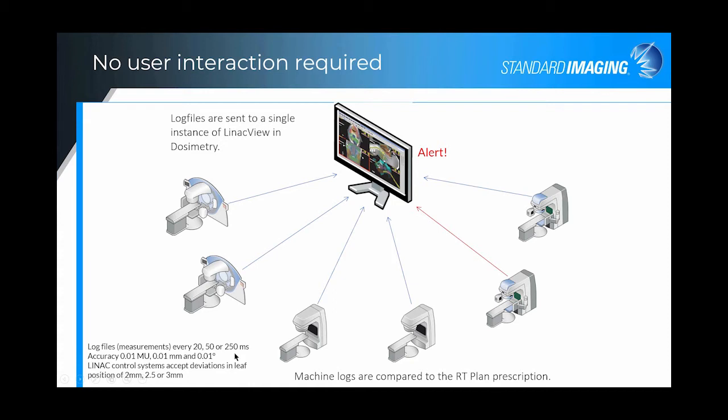And then I also wanted to point out that the log files, which are measurements of different mechanisms, real measurements of current or real measurements of mechanisms that are monitored by the Linac. So the log files are measurements of a sort, and they are acquired, depending on your Linac vendor, every 20, 50, or 250 milliseconds. And these parameters have an accuracy on the order of 0.01 monitor units, 0.01 millimeters, and 0.01 degrees based on the values in the log files. The Linac control systems, though, accept deviations in leaf position on the order of 2 millimeters, 2.5 millimeters, or 3 millimeters, depending on your particular Linac and model.